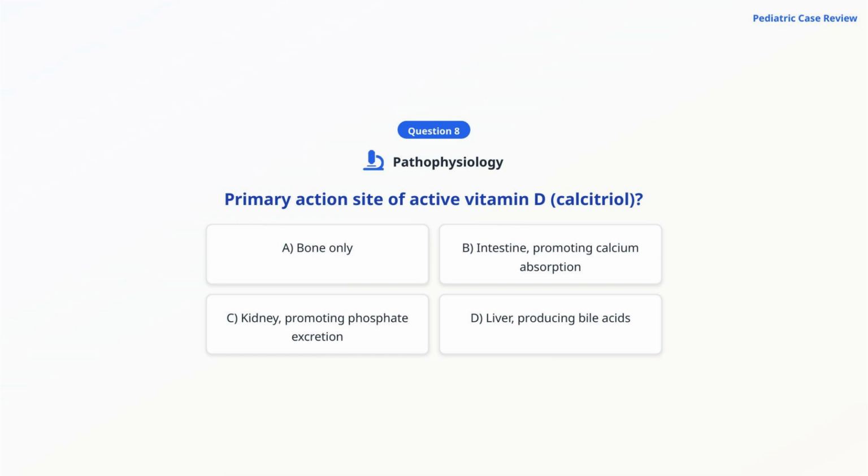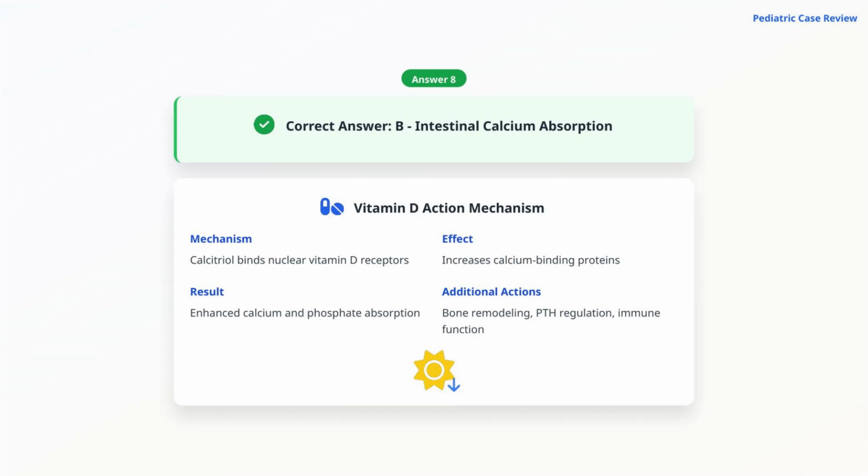Option C, kidney, promoting phosphate excretion. Option D, liver, producing bile acids. The correct answer is B, promoting intestinal calcium absorption. Active vitamin D or calcitriol binds to nuclear vitamin D receptors in intestinal cells, increasing production of calcium-binding proteins.